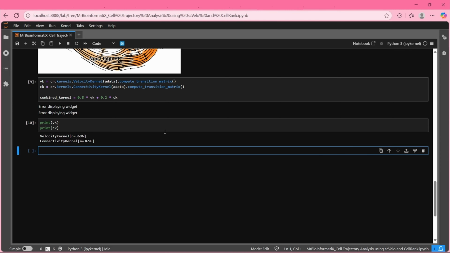Now we want to find groups of cells that represent major fates. For example, these cells will become alpha cells, these will become beta cells, and so on.